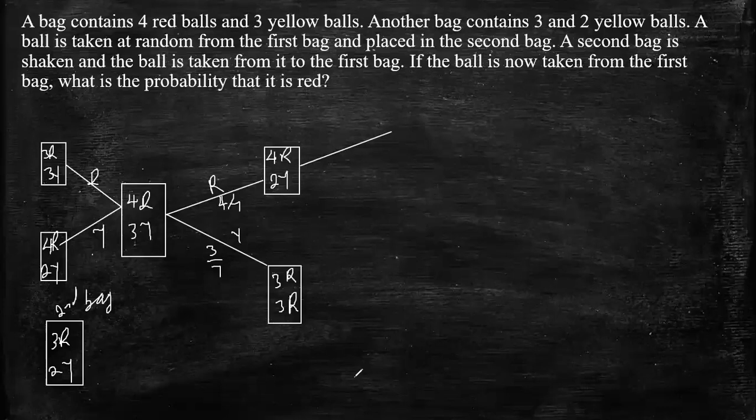So we are going to pick our balls and place them back in the first bag. Remember, in the first bag, when we picked the red, we remained with 3 red and 3 yellow. So when we are in this upper branch, that is where we are going to place back.